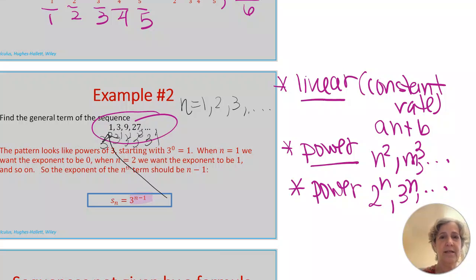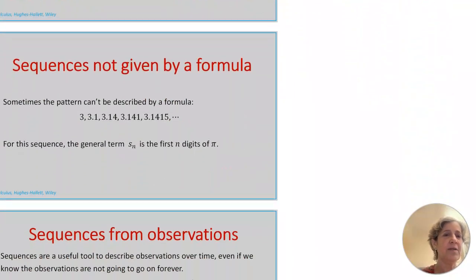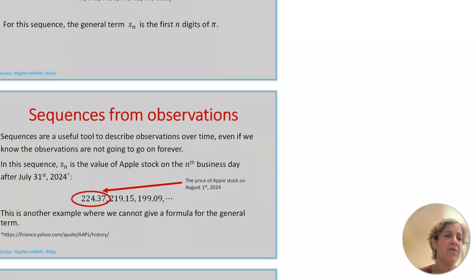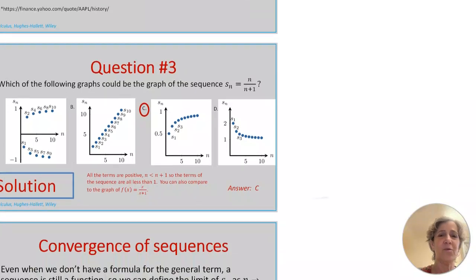The next thing we're going to look at is that sometimes we have sequences where you can't find a formula. This happens to be the increasing digits of pi. That's just an example of a sequence. Not every sequence is going to have a nice formula. We're going to skip this one.